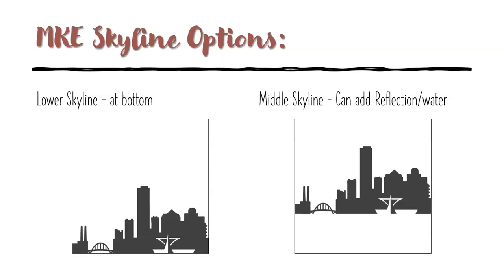All right, so here are your options. I have both of these images on Schoology. So you have the option to have the lower skyline, so it's right at the bottom of the image. That means you design everything on top.